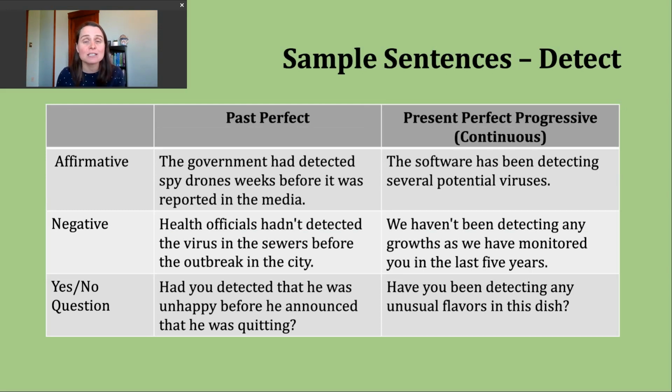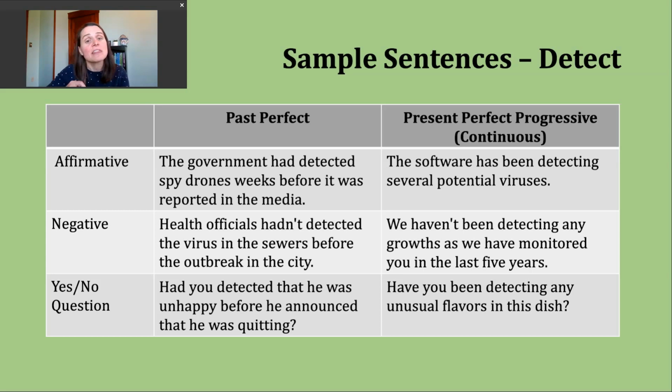To make the past perfect, I need two parts to my verb. I'm going to use the past form of have, which is had, and then I'm going to use the participle form of the verb. Let's take a look at an affirmative example. The government had detected spy drones weeks before it was reported in the media. Okay, so here we're going back to that noticing the presence of something. So here, kind of spy drones is our topic.